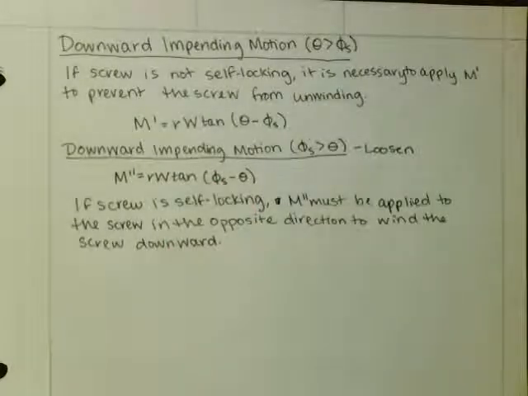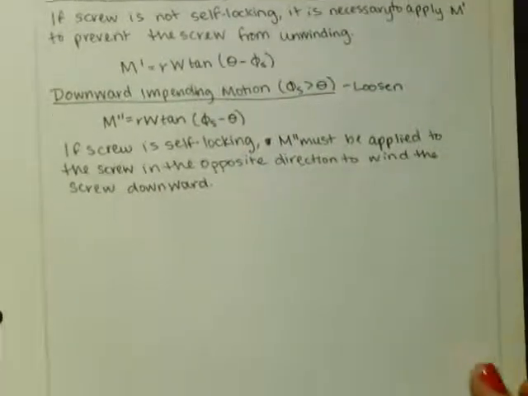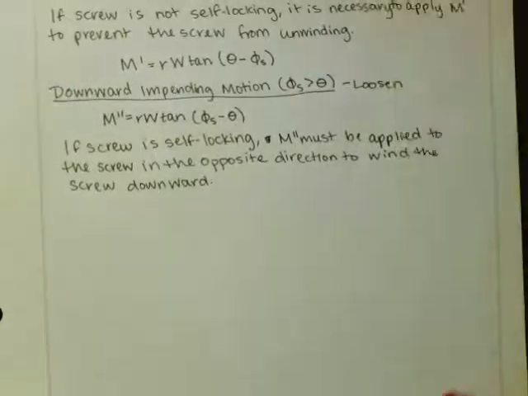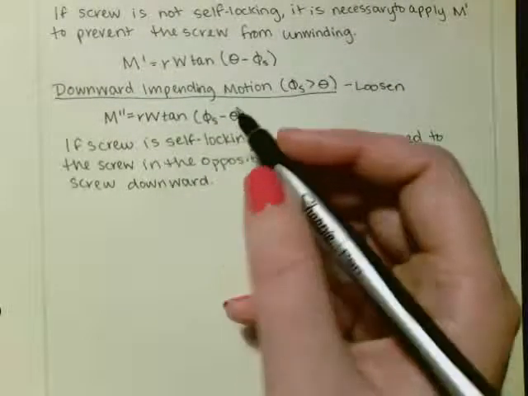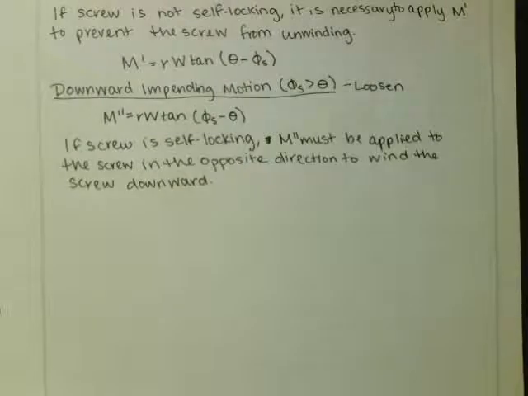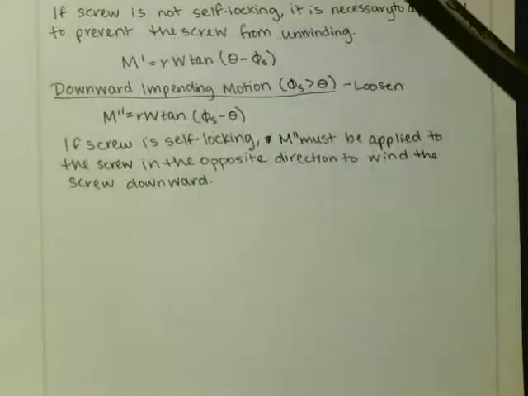The other thing about this, if the problem says that the screw is already moving, that means that you're going to use phi k instead of phi s, and that's the only difference. But of course it's a constant motion because this is statics. Alright, that's it.